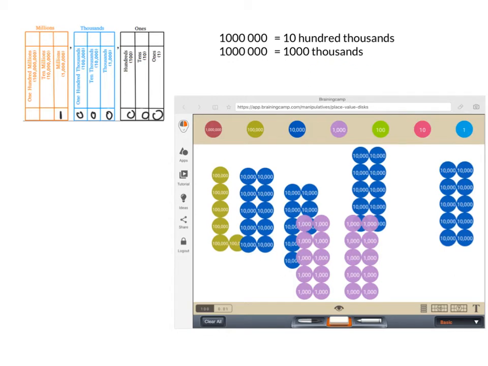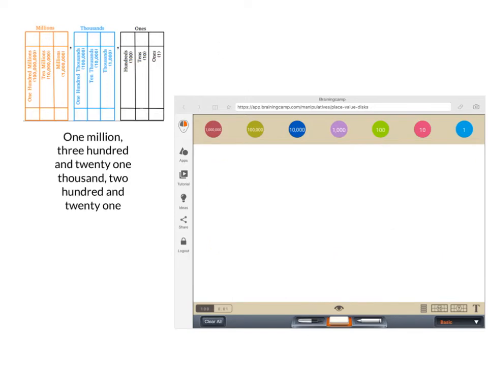Now my question to you is, how many 10,000s are there in 1 million? What do you think? Well, there are 100 10,000s in 1 million. So we need to be able to read numbers in words, write and translate those numbers into numerals or digits, and we also need to be able to visualize that using something like these discs.